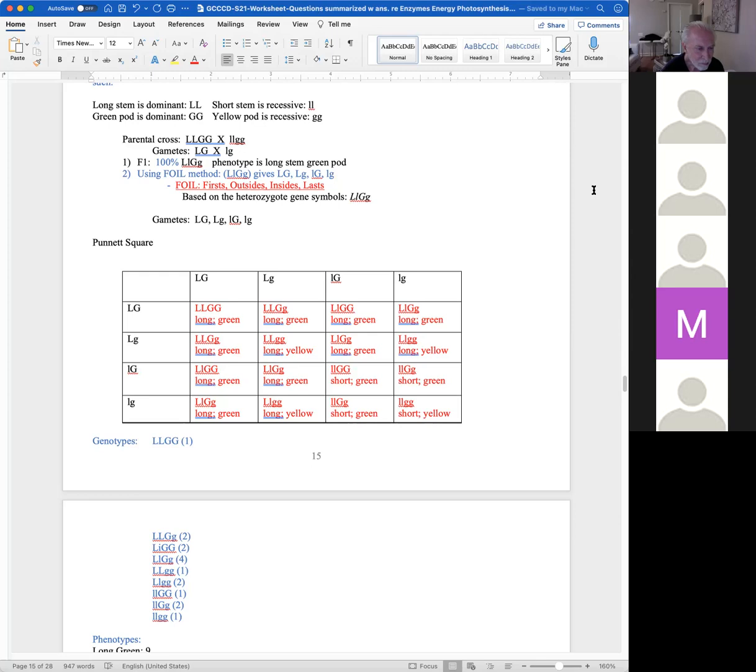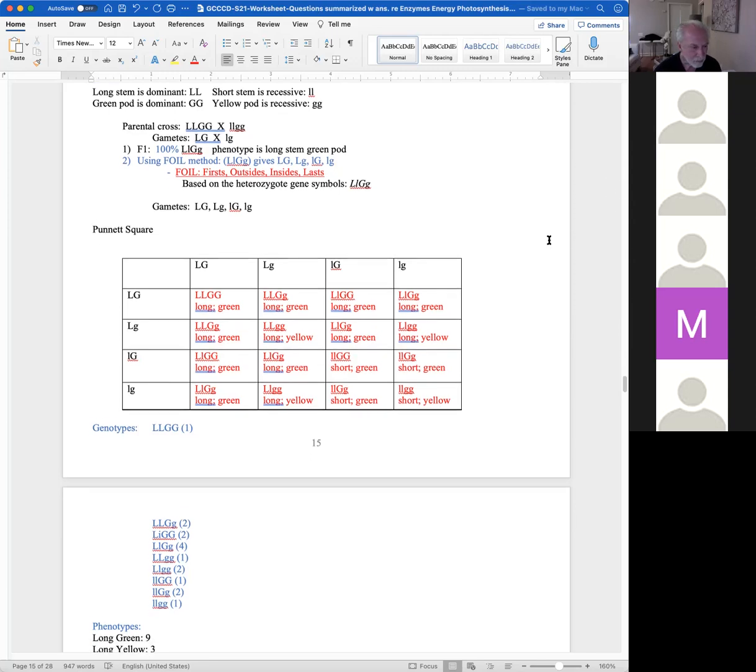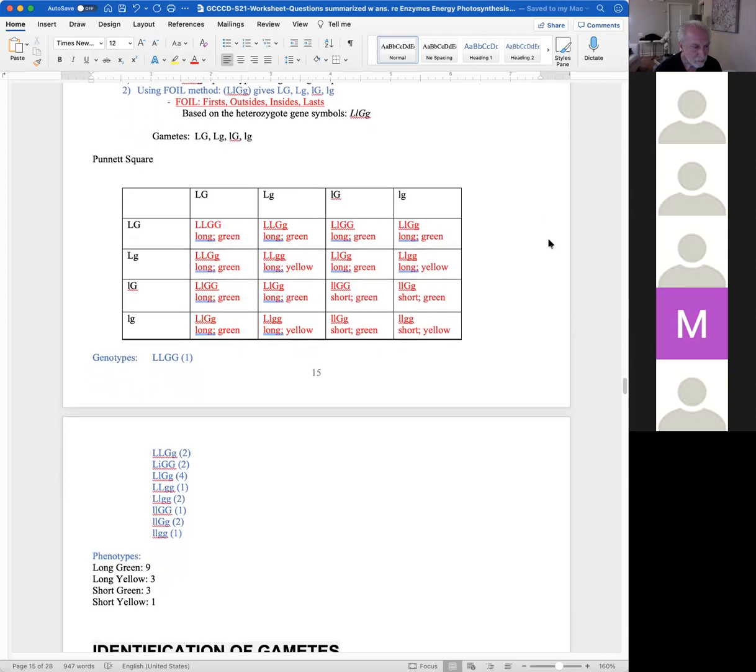The question asks us what the genotypes and phenotypes are, so then we have to actually go through and compile a list, and that's just grunt work where you start and go, okay, big L, big L, big G, that's the first one I've got, and I write it down and I make a little hash mark.